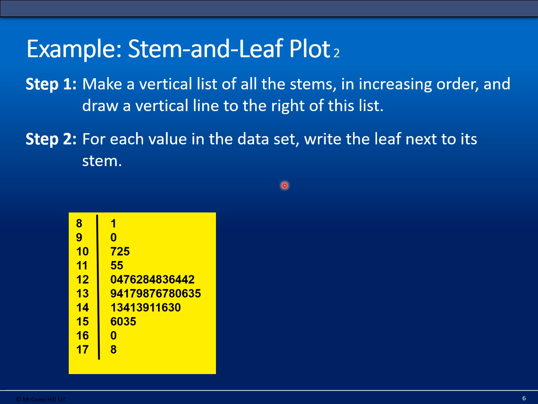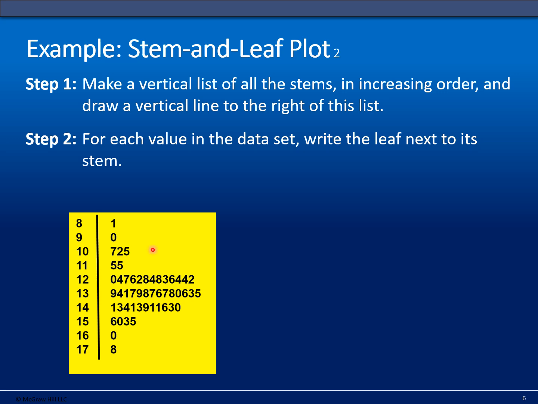So when I plot these in here, what I'm going to do is make a vertical list of all the stems in increasing order. So we have 8, 9, 10, all the way through 17. And then for each value in the data set, I'm going to write the leaf next to its stem. So for example, there was only one that had a stem of 8, and the leaf was 1. There was one data point that had a stem of 9, and its leaf was 0. There were 3 data points that had a stem of 10, and these are 7, 2, 5, etc.